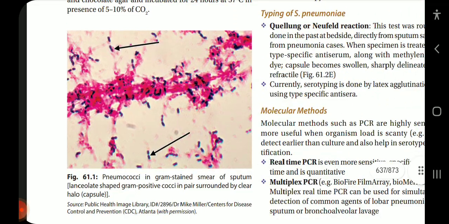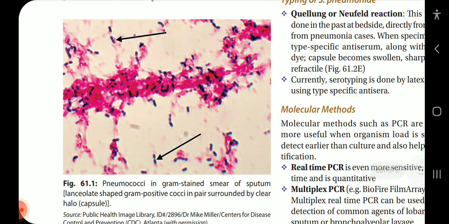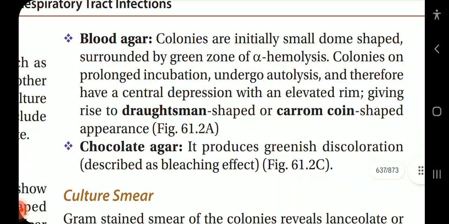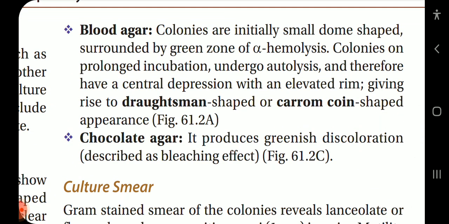In this figure, we can see pneumococci in gram stained smear of sputum, lanceolate shaped gram positive cocci in pair surrounded by a clear halo because of capsule. Now, in blood agar, colonies are initially small dome shaped surrounded by green zone of alpha hemolysis. Colonies on prolonged incubation undergo autolysis and therefore have a central depression with an elevated rim, giving rise to Dotsman shaped or carom coin shaped appearance.